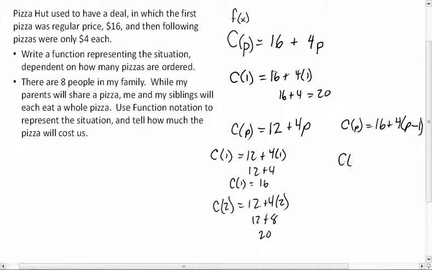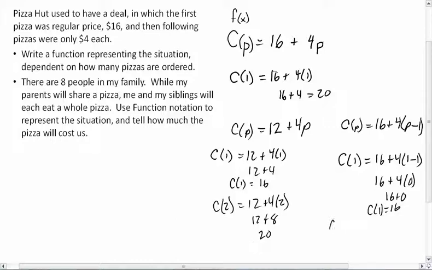So let's go C of 1. And so we'll go 16 plus 4 times (1 minus 1), and you'll notice that 1 minus 1 is 0, so I'll have 16 plus 4 times 0. Of course, we're following PEMDAS. We do the multiplication first. I know it's really tempting to do that 16 plus 4, but we don't. 4 times 0 is 0, so I've got 16 plus 0, which is 16. That's what it should be for the cost of 1.